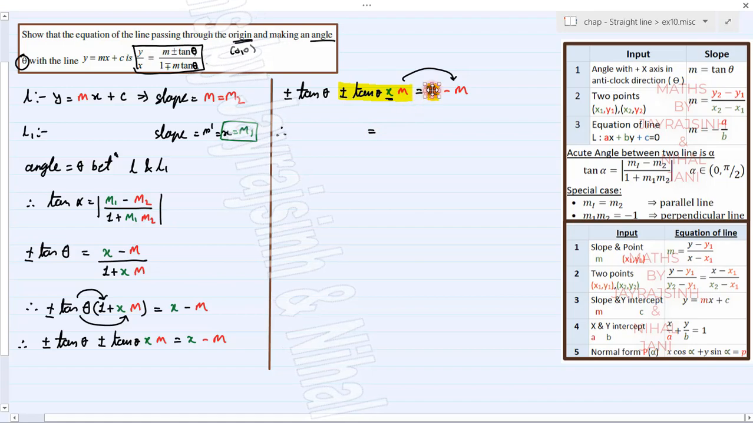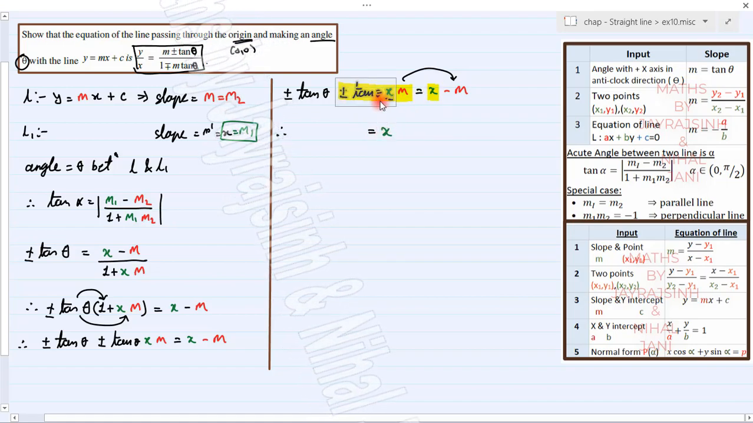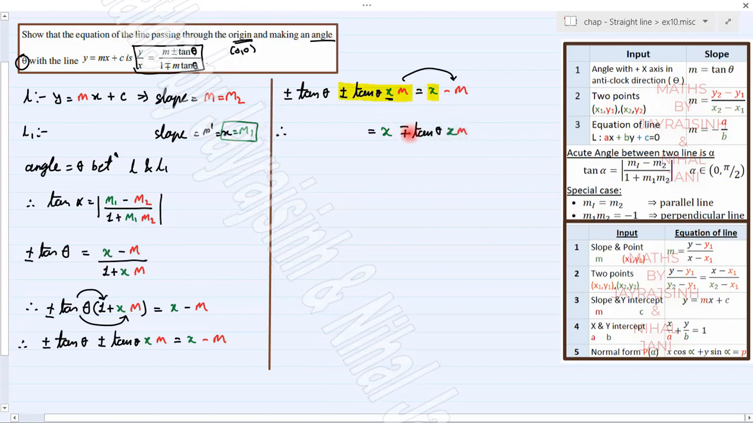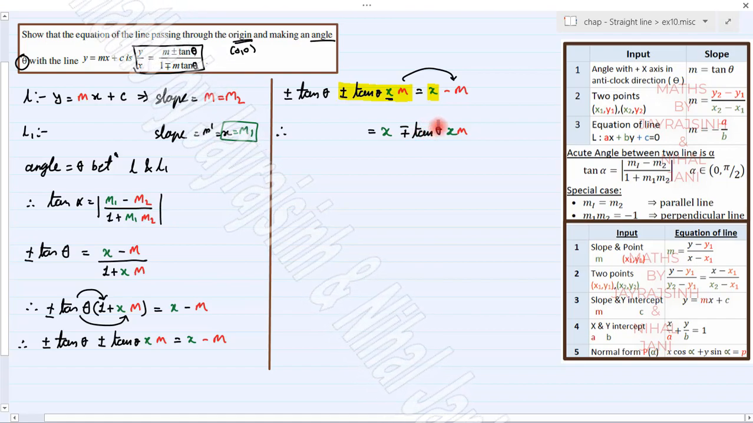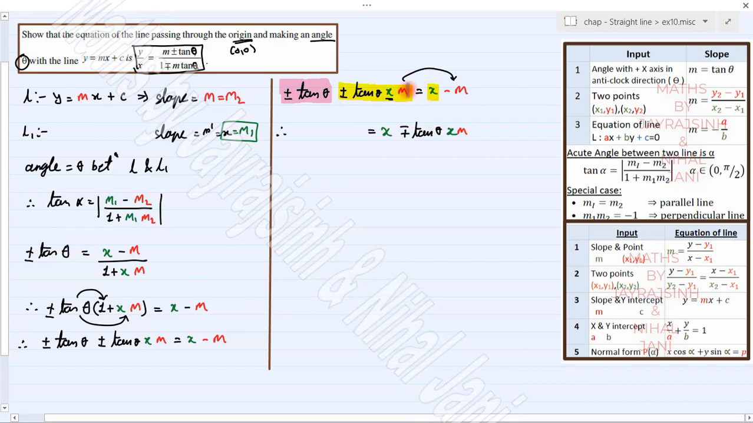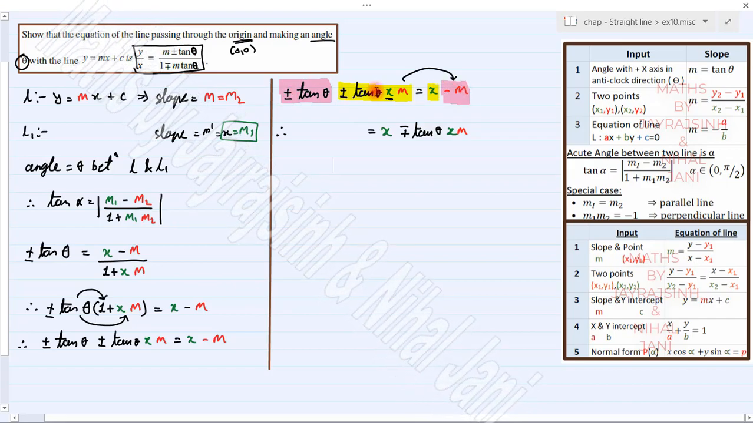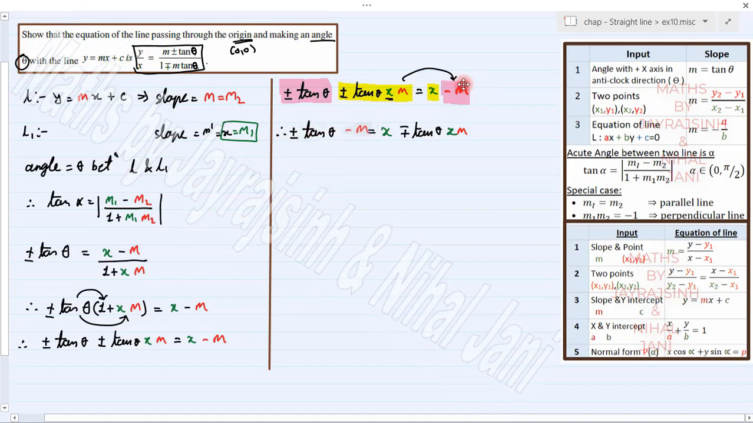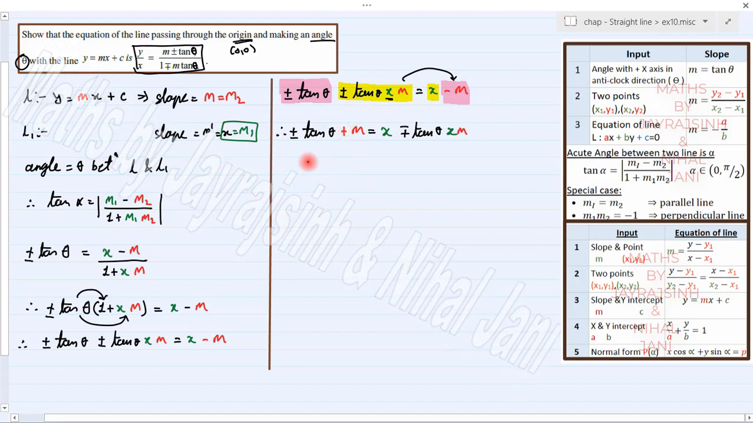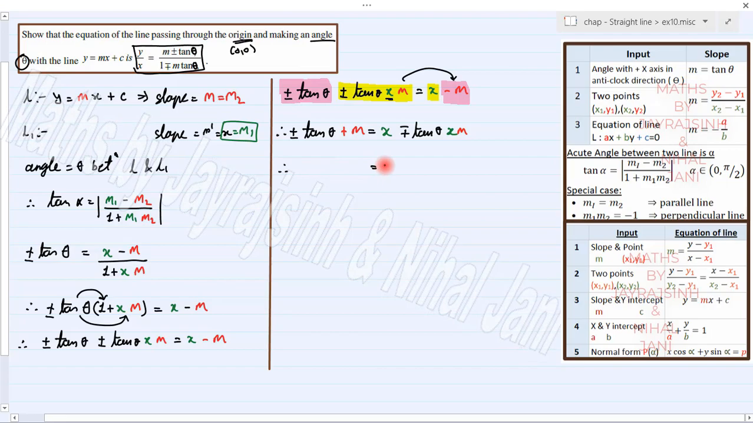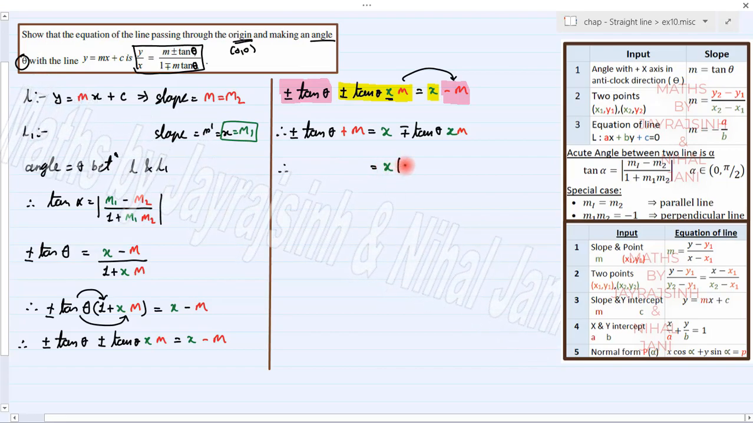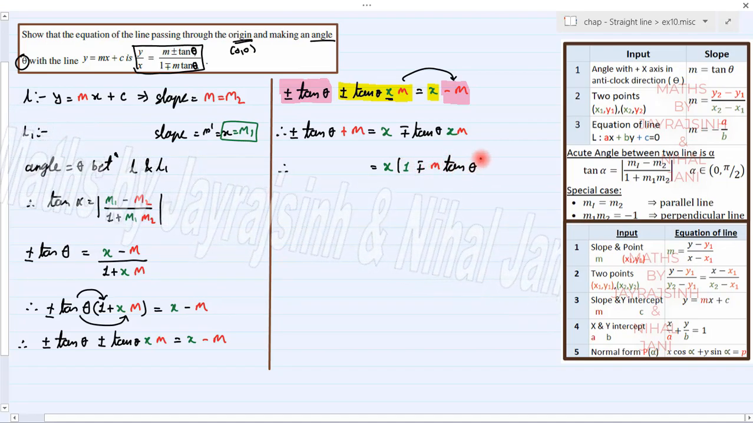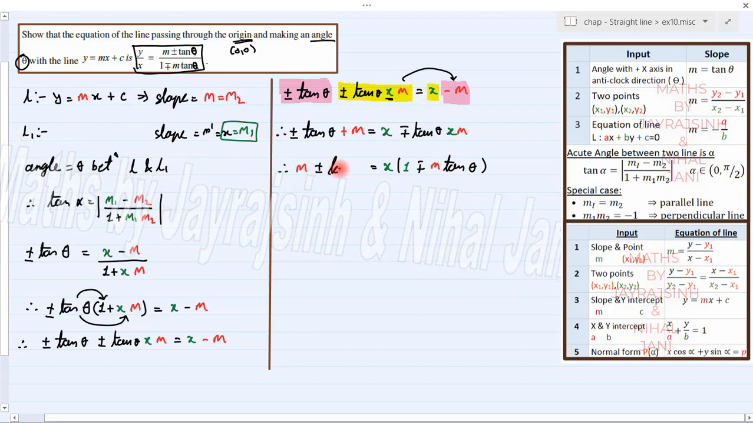So we will get your x as it is, and this term on the right side will become minus plus, because it will change its sign. Now, the rest of the terms will be collected on the left hand side. So this plus or minus tan theta will be as it is, and your minus m will become plus m. So from the left hand side we can take x common and we'll get 1 minus plus m tan theta, and your right hand side will be as it is.